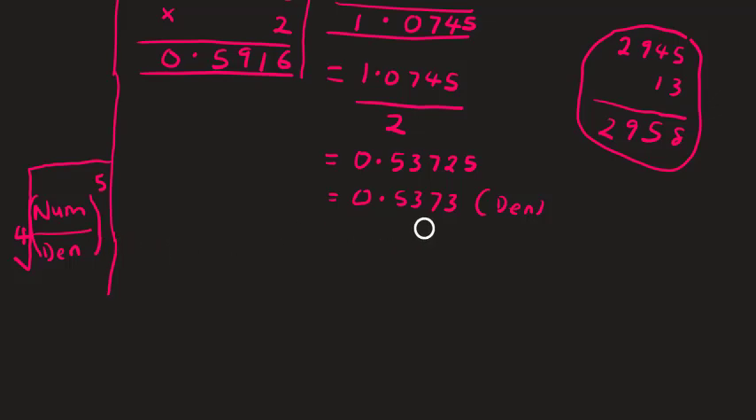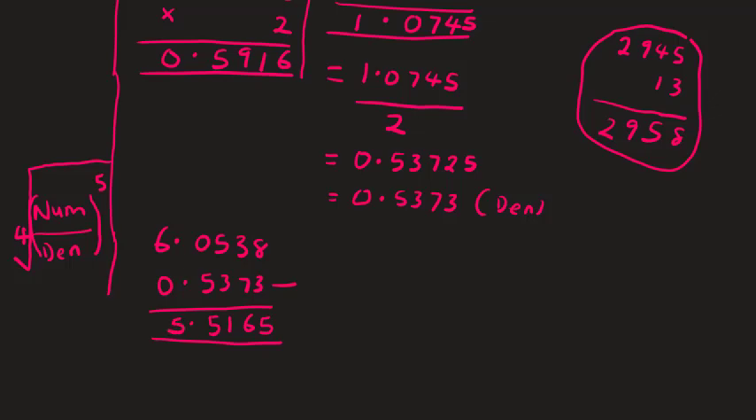So the result for numerator is 6.0538, then minus my denominator, which is 0.5373. So I'm going to subtract this now. When I subtract, here's a 5, here is a 6, here is a 1, here is a 5 point, have to borrow, so here becomes 5. Like I said again, you can use calculator to do this minus this, it will give you this.